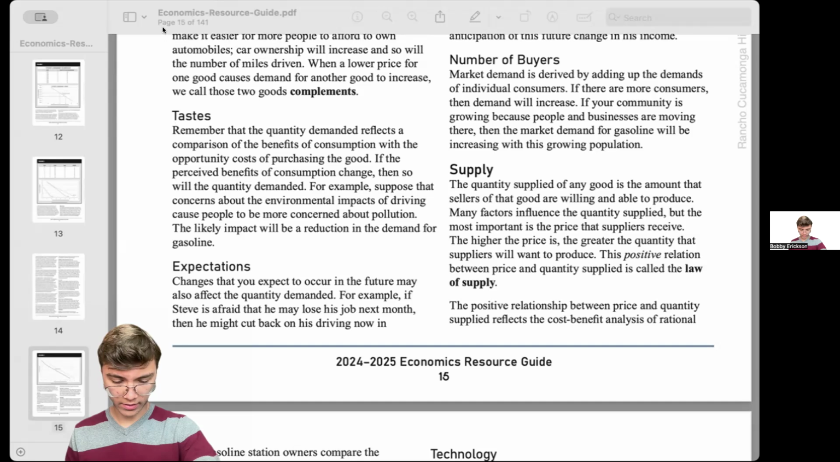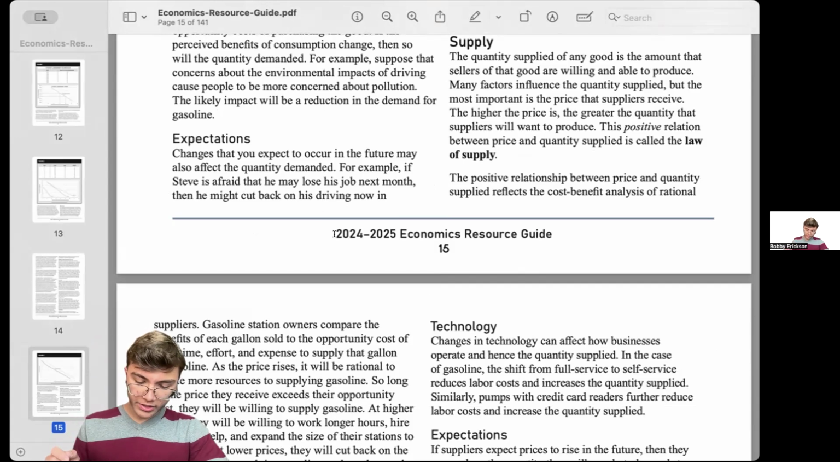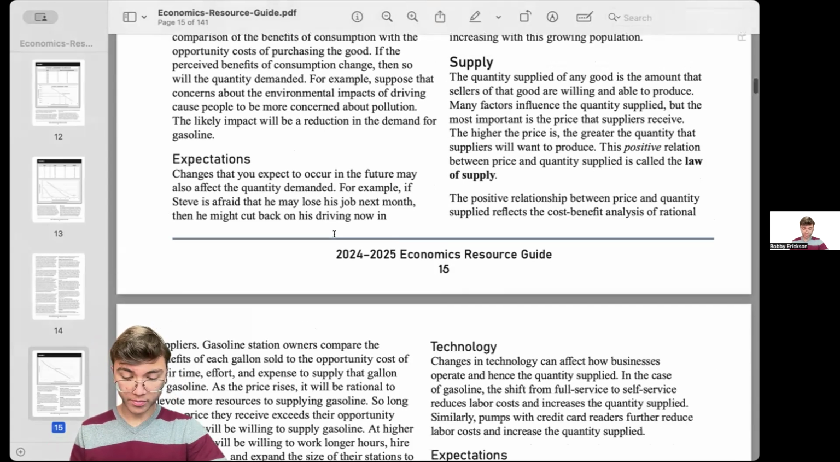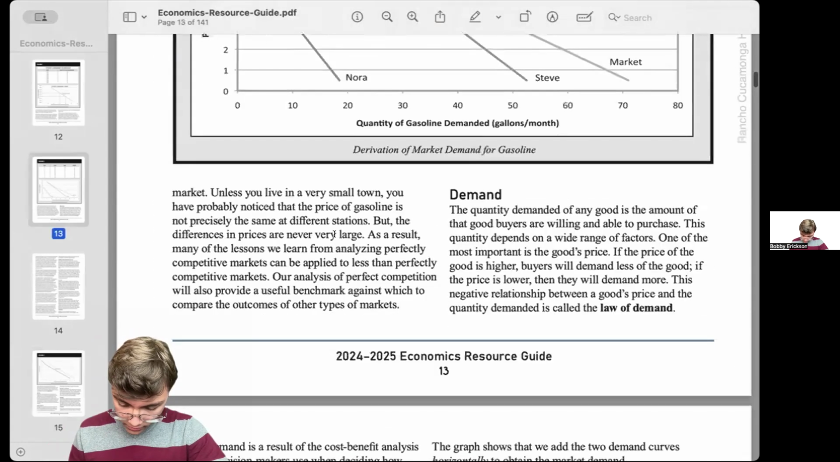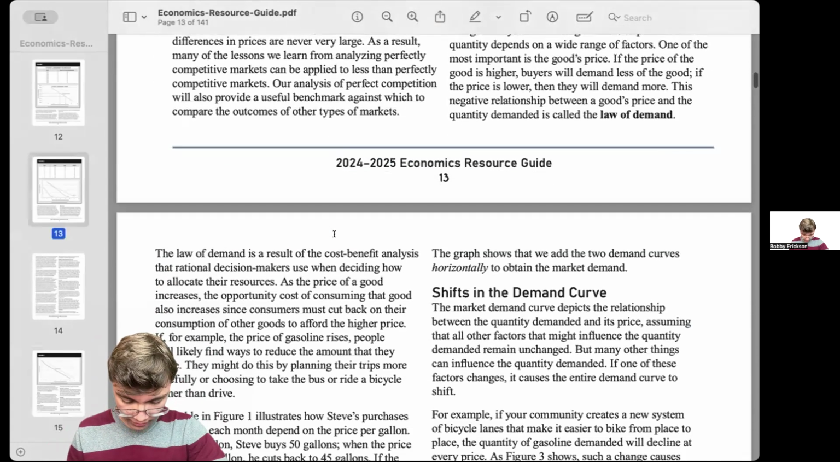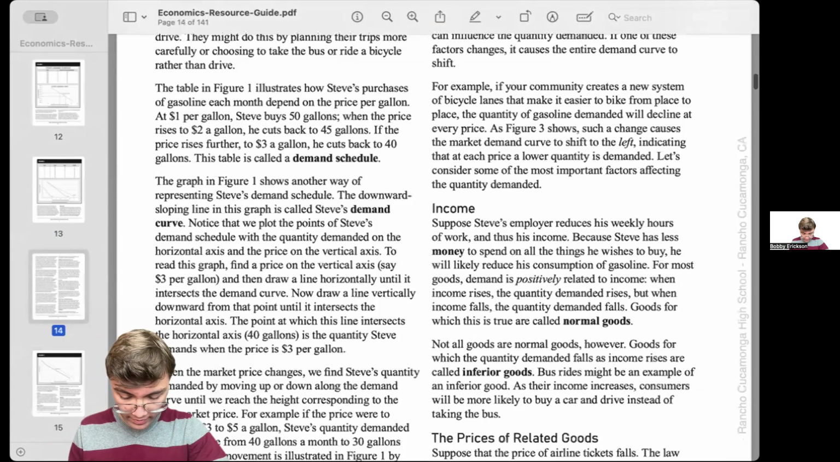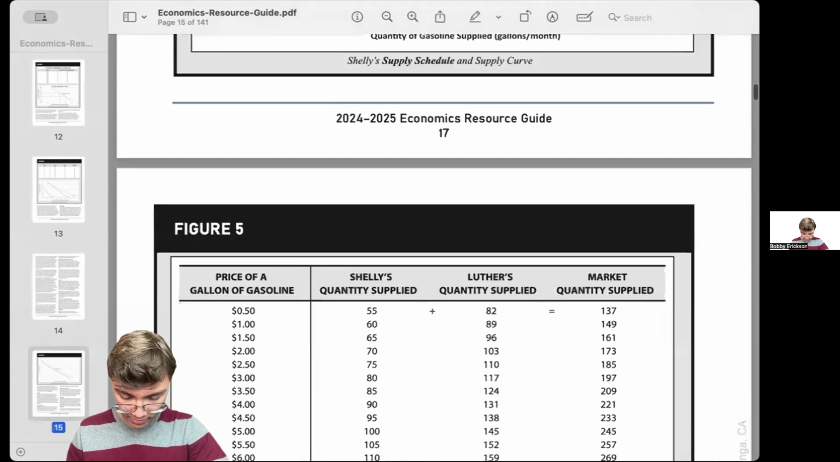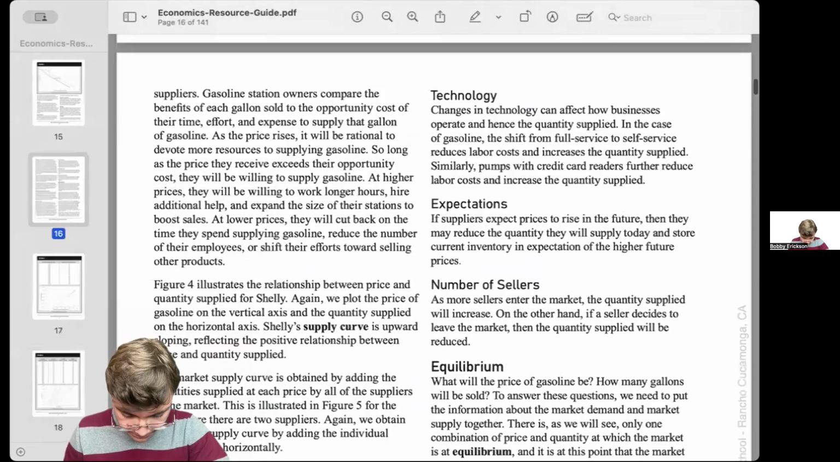This positive relationship shows the cost benefit analysis of rational suppliers. So remember, we talked earlier about how demand is the result of cost benefit analysis of rational decision makers, just like the law of supply does.